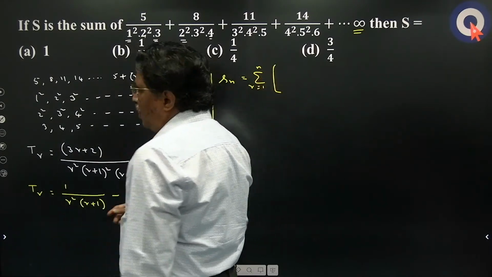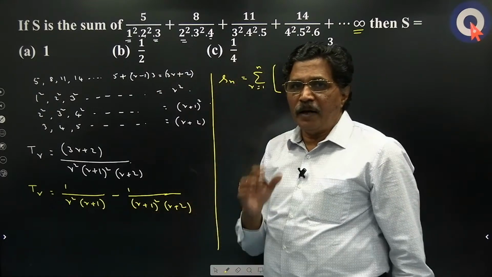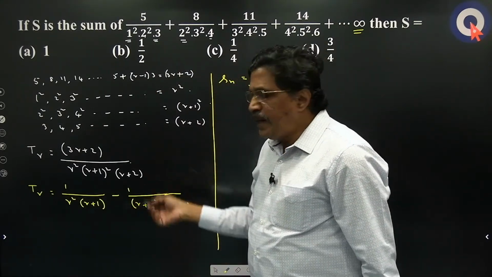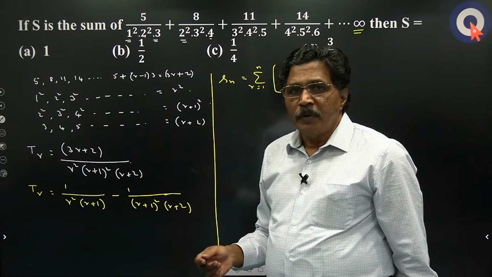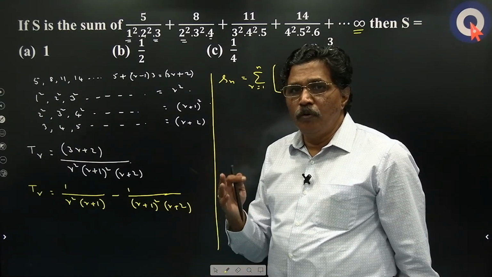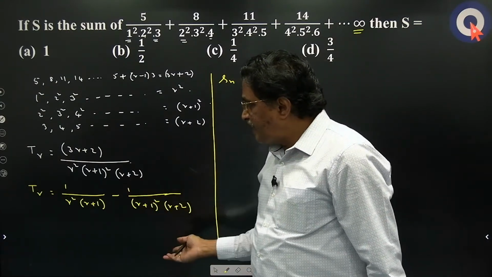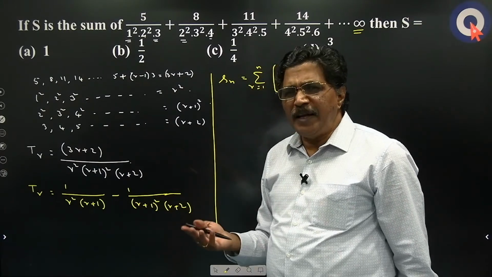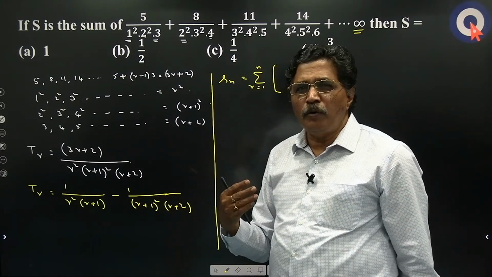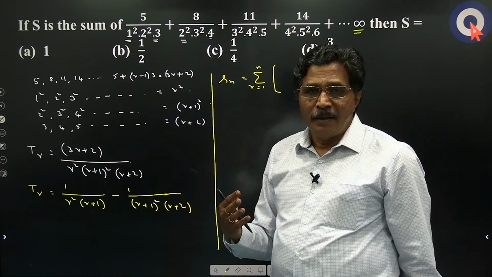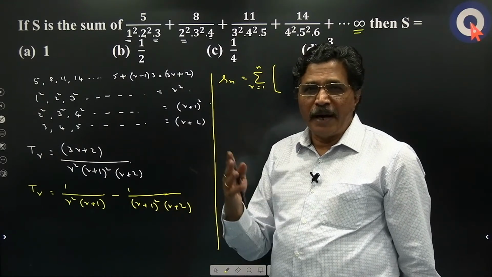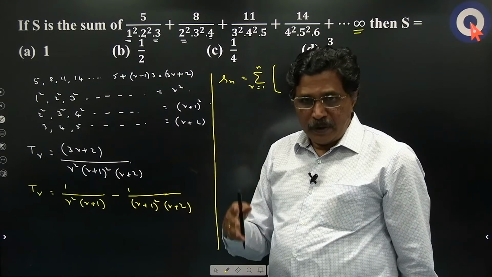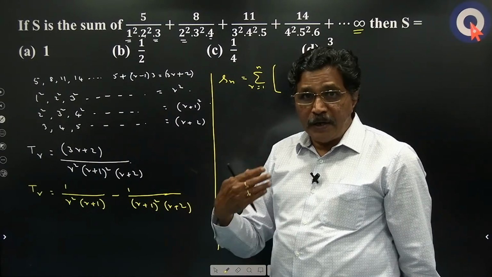and I occasionally see one mistake. Instead of writing the rth term, children generally write the nth term and apply sigma to the nth term and write n is equal to 1 to n. Okay, it doesn't look tidy. Don't do that. You just take the rth term and let r range from 1 to n.